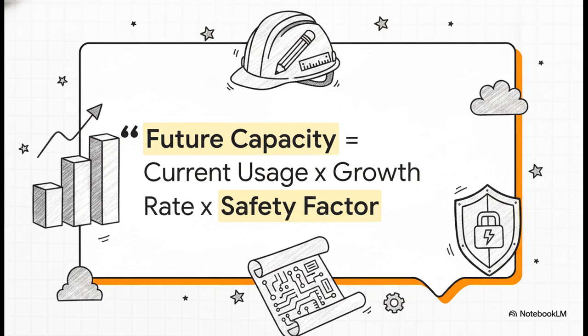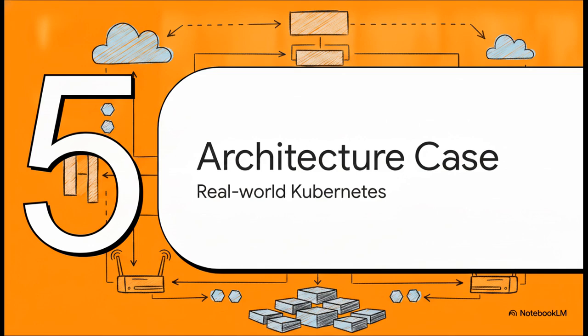Let's say your baseline current usage is 100. If you anticipate 30% business growth, your growth rate is 1.3. Then you add a 50% safety factor, so that's 1.5. So 100 times 1.3 times 1.5 gives you a rock-solid capacity target of 195. This exact formula is how architects guarantee stability. No guesswork required. Which brings us to Section 5, Real-World Architecture Case.